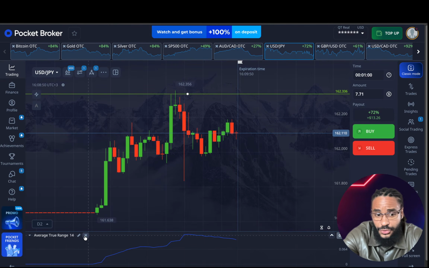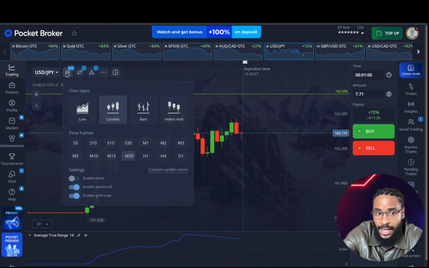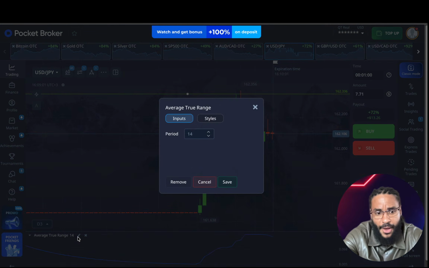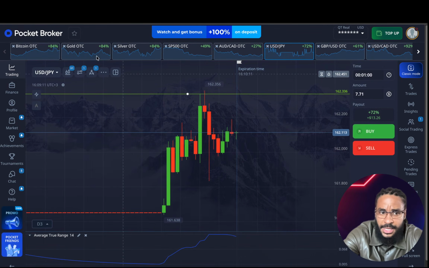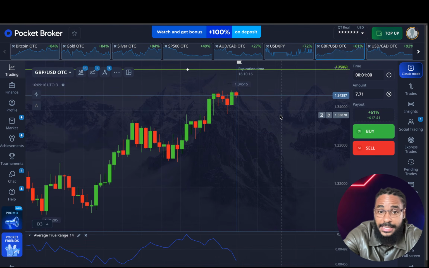And the average true range will simply tell you how the particular candle that you're looking at has moved in comparison to, say, the last 14. Now, there are some parameters here that you can check. The period, which is 14, that is sort of default settings, and you can tweak that according to your strategy. Now, the point is that fundamental news affects the market.